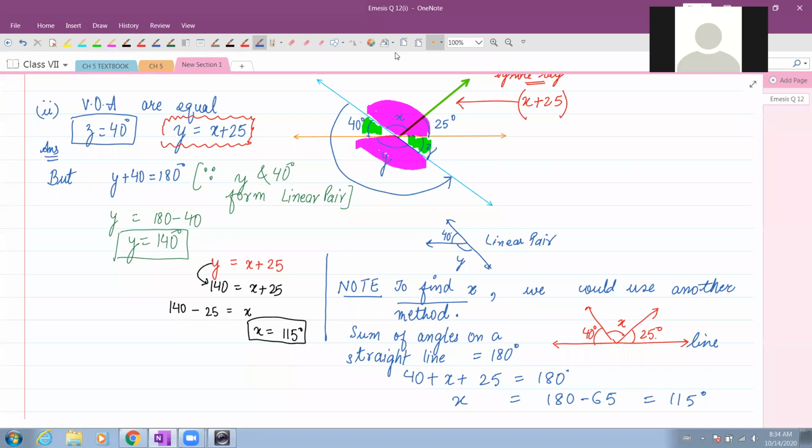Okay ma'am. Only for X the method has changed. For Z and Y you have to use the same thing which is given there. Once you practice, you will learn that there are so many ways to do these questions. There are multiple ways to do these questions.